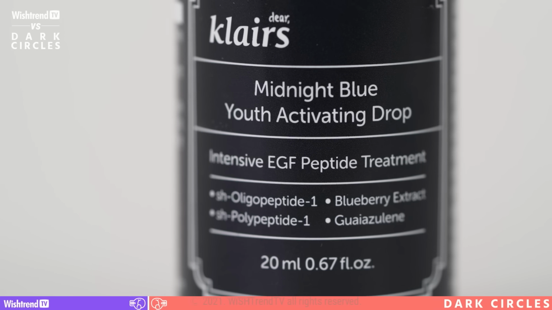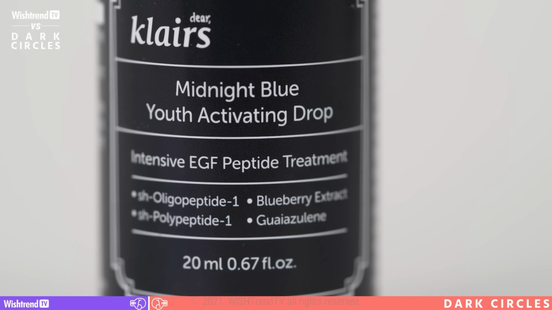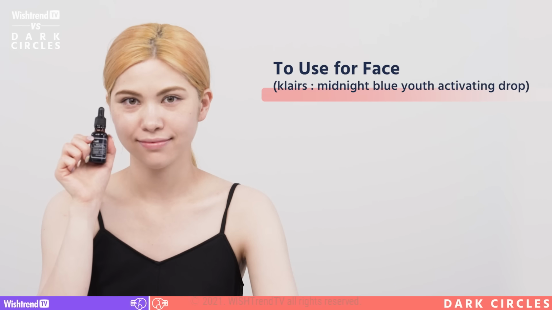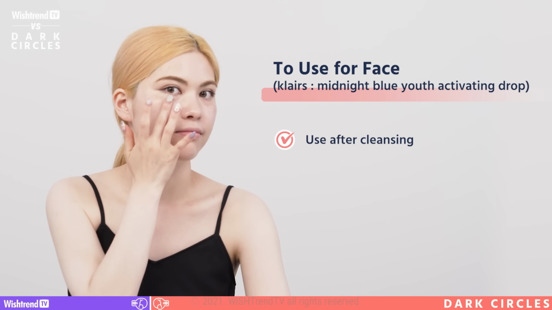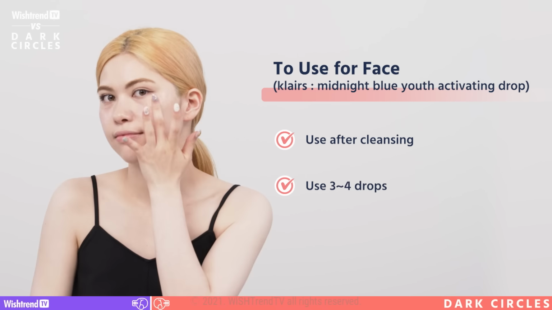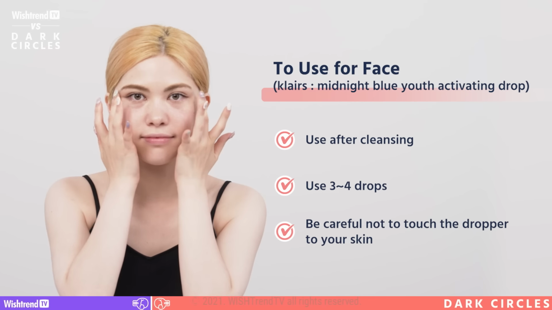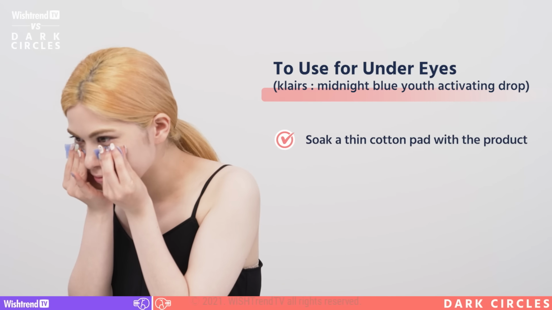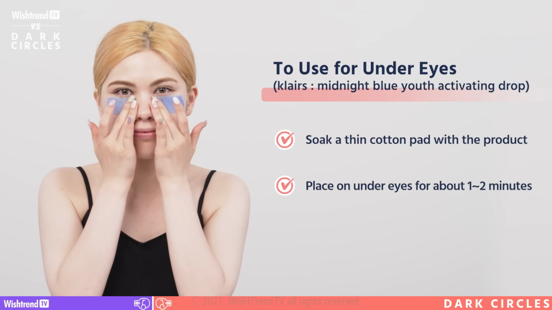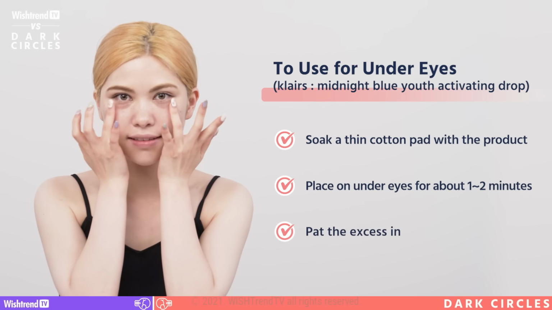It has dual peptide, which acts on both the epidermis and dermis layers. It's a serum type product that you can use after cleansing on your under eyes as well as the rest of your face. Use 3 to 4 drops, making sure the dropper doesn't touch your skin. To target treat your under eyes, soak a thin cotton pad and place it under your eyes for 1 to 2 minutes and then pat in the excess.